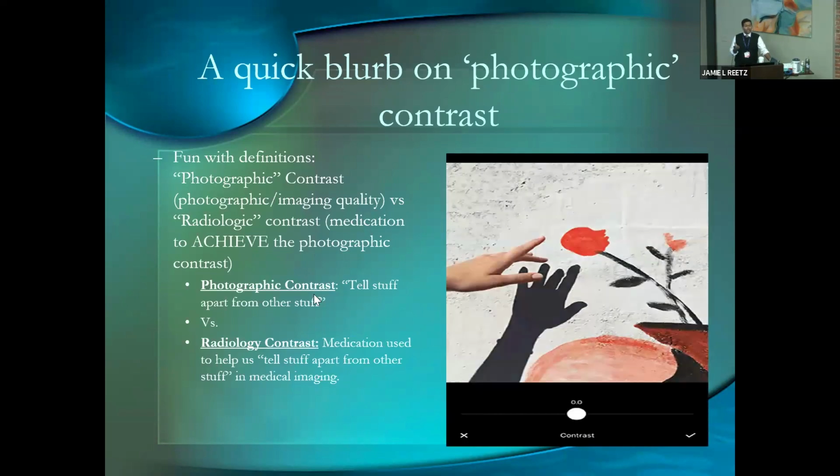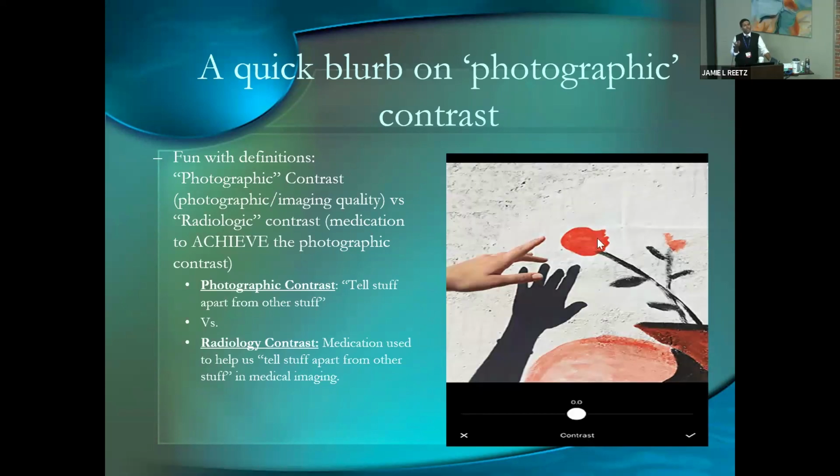There are two concepts of contrast. There's the photographic quality of contrast, and that's telling stuff apart. This used to be a lot harder to talk about before the era of smartphones: just whip out your phone and start playing with the contrast settings on your photo app. When I turn the contrast way up, the black shadow, the red flower, the hand, I can tell those structures apart from one another at their best. The shadow's at its blackest, the wall is at its whitest, the flower is at its reddest. I can tell stuff apart.